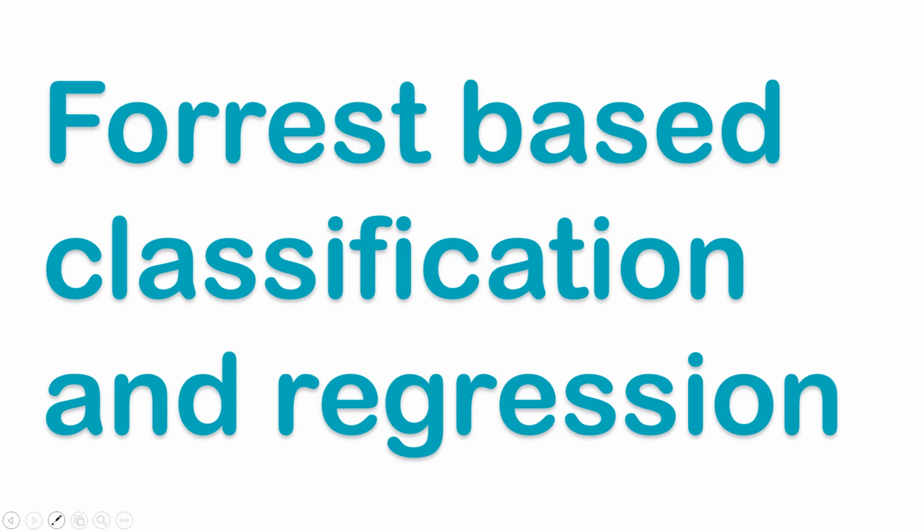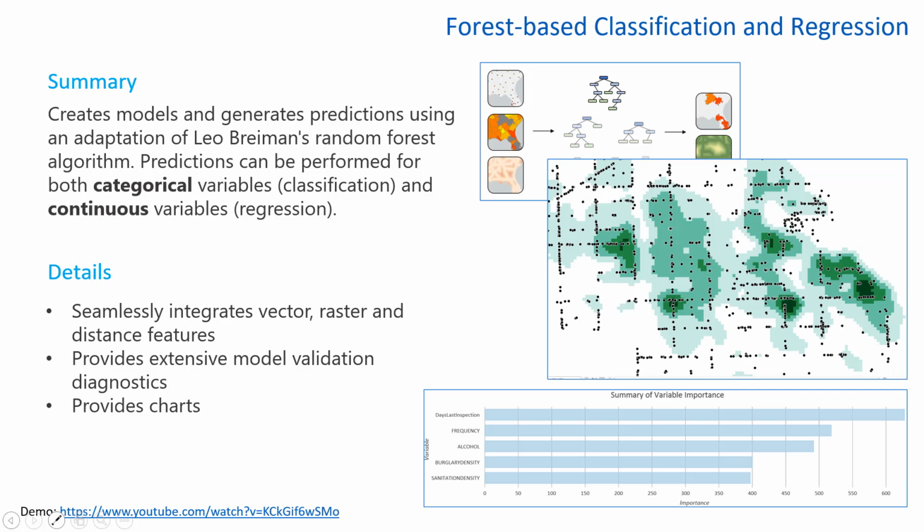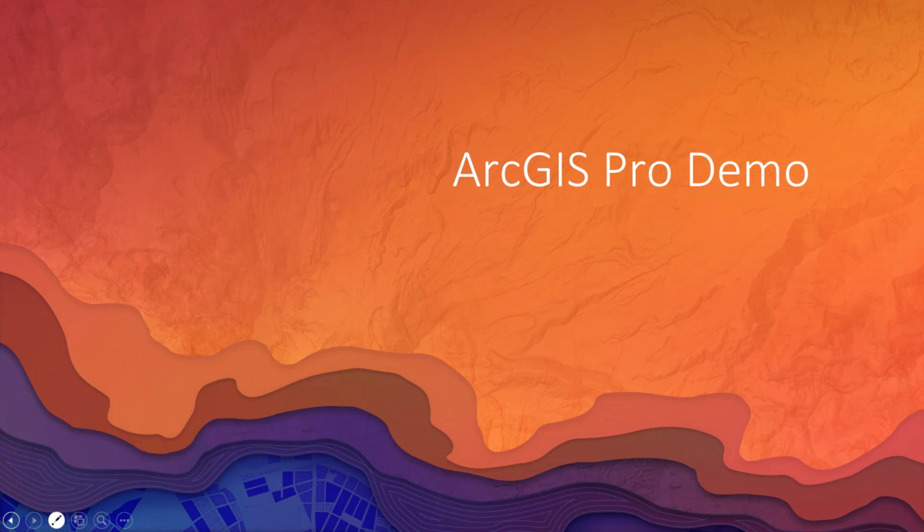Finally, we have a tool called, for example, forest-based classification and regression. You probably have heard about this famous machine learning model called random forest. This tool is based on the random forest model and will allow you to predict values and create models. All right, so that was the statistical class of today.